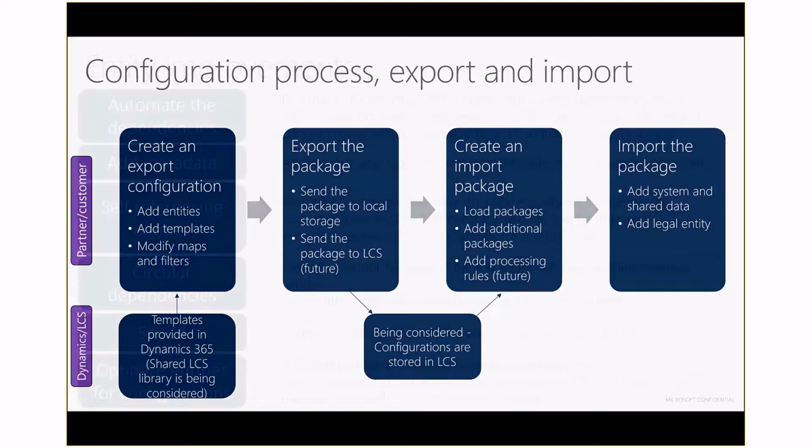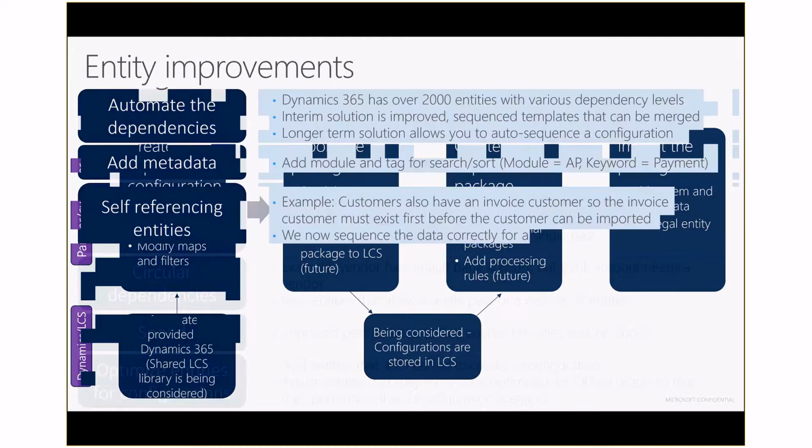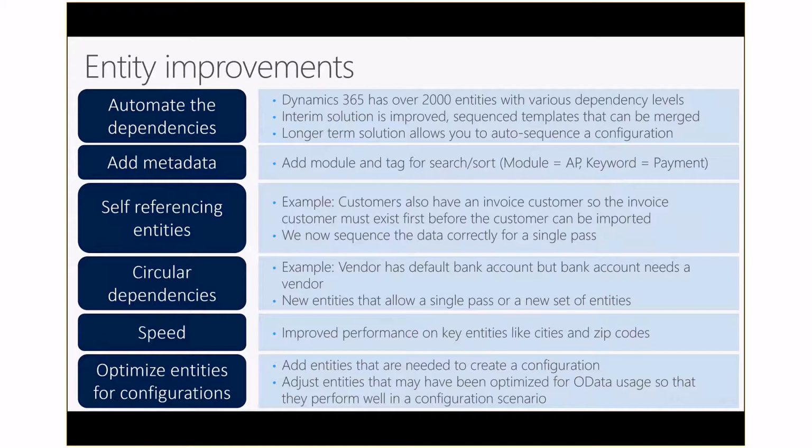Just so you understand what else we've done, part of this is about user interface, part of this is about sequencing and templates, but there's a whole bunch of things we wanted to do to make it a better experience. There are over 2,000 entities. I think we're up to like 2,600. The number changes every day. There's a lot of them there for you to try to understand what the dependencies are between those entities. What we've done is we've sequenced those entities to take care of those dependencies for you.